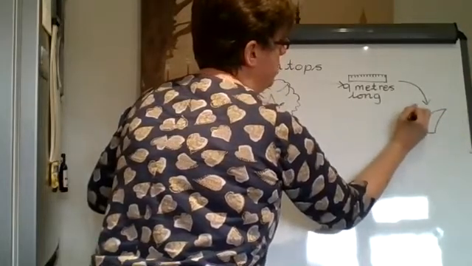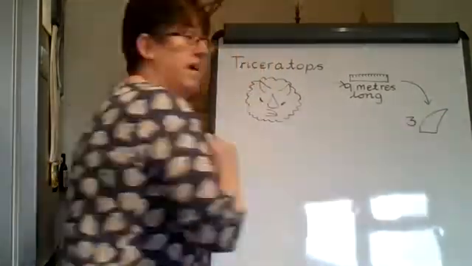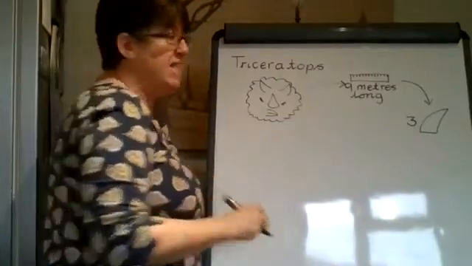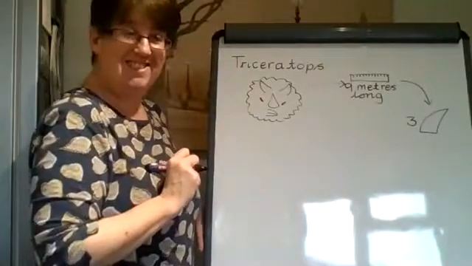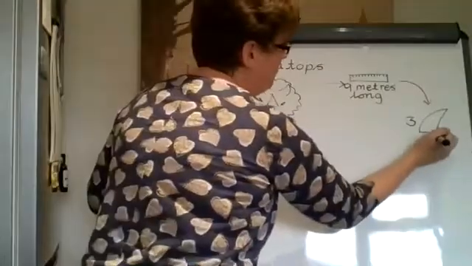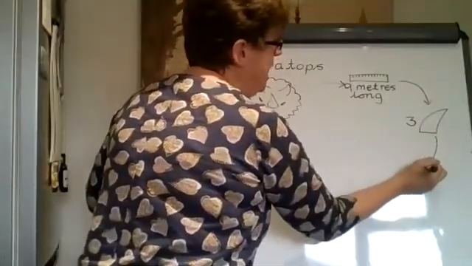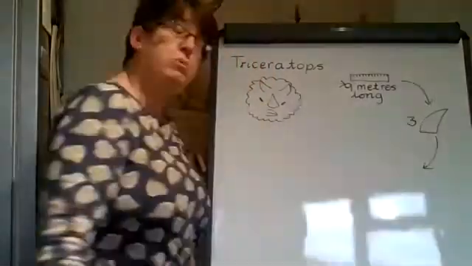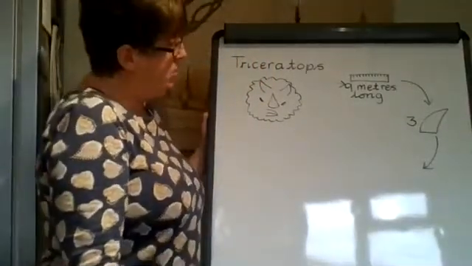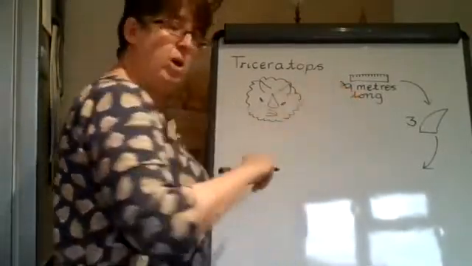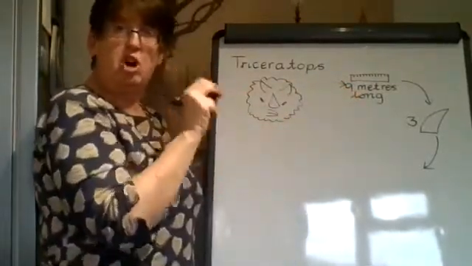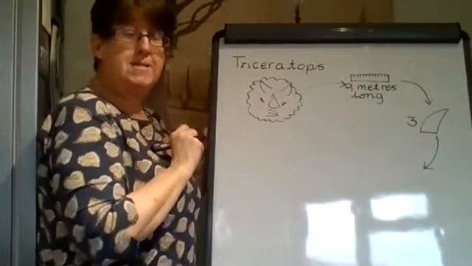Here is the horn, and I'm going to put 3 there. Our sentence is, it had 3 sharp horns. Next arrow tells us that we're moving on to a new sentence. This will help us when we write. We'll know that each time we get to an arrow, we need to put a full stop and start a new sentence.